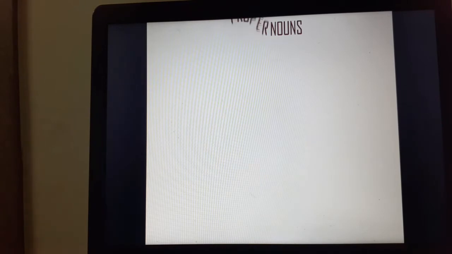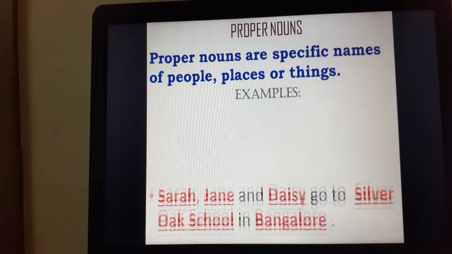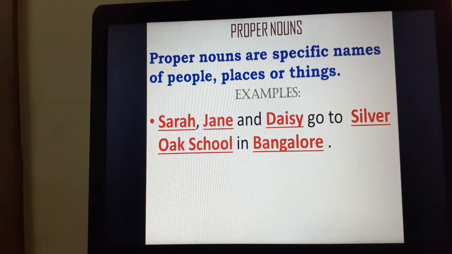Proper nouns. Proper nouns are specific names of people, places, or things. Examples: Sarah, Jane, and Daisy go to Silver Oak School in Bangalore. Here, Sarah, Jane, Daisy are the names of three individual students, and that's why we have written them with a capital letter, and these are proper nouns. Silver Oak School is the name of a particular school which is situated in Bangalore, and Bangalore is the name of a particular city.